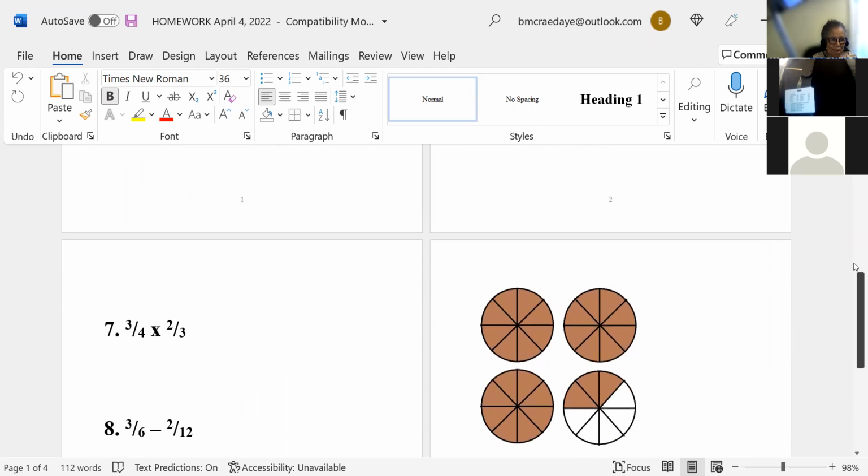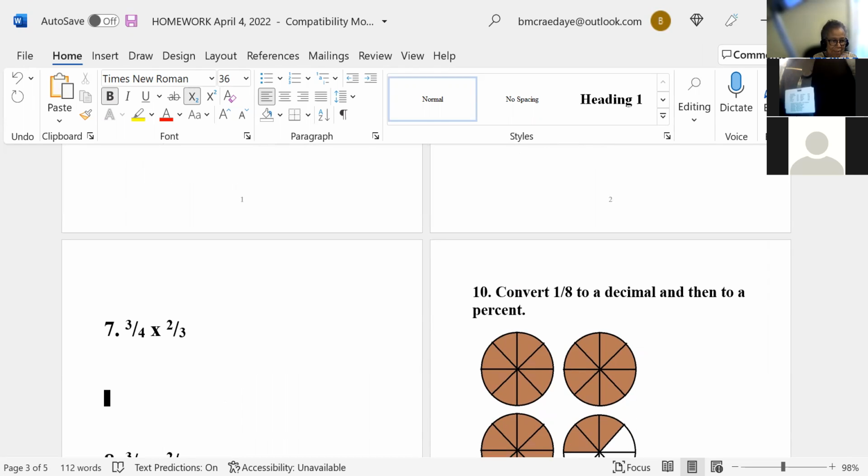Now 7 is also a multiplication, right? So what would that one be? Just tell me the answer. That will be 15 upon 12. 3 times 2 is what? Oh, sorry, 6 upon 12. 6 on 12, and then simplify it. What would that be simplified? 1 over 2. That's it. Very good. So that would be 1/2, and that's your answer.